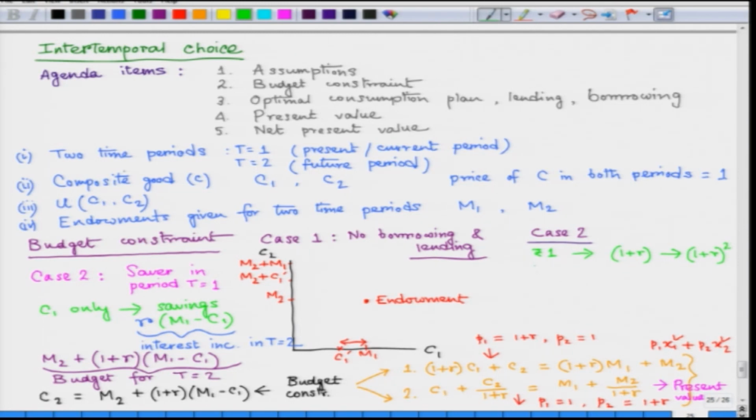So, the present value of rupee 1 in period 1 will be 1 over 1 plus r, and in period t equal to 2 it will be 1 over 1 plus r square.